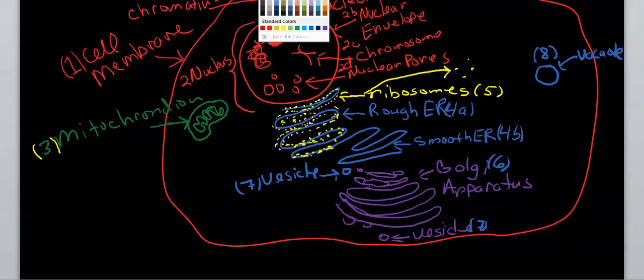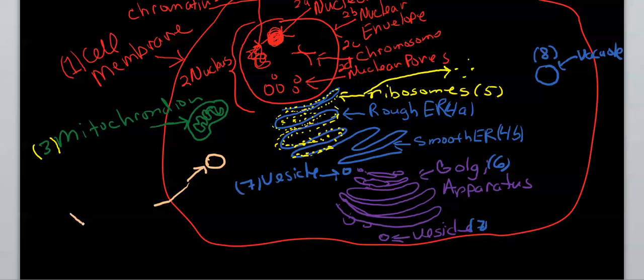Let's change color. Let's see. About the same size. And that would be the lysosome. Okay, so we have number 8 vesicle, number 9, the lysosome.